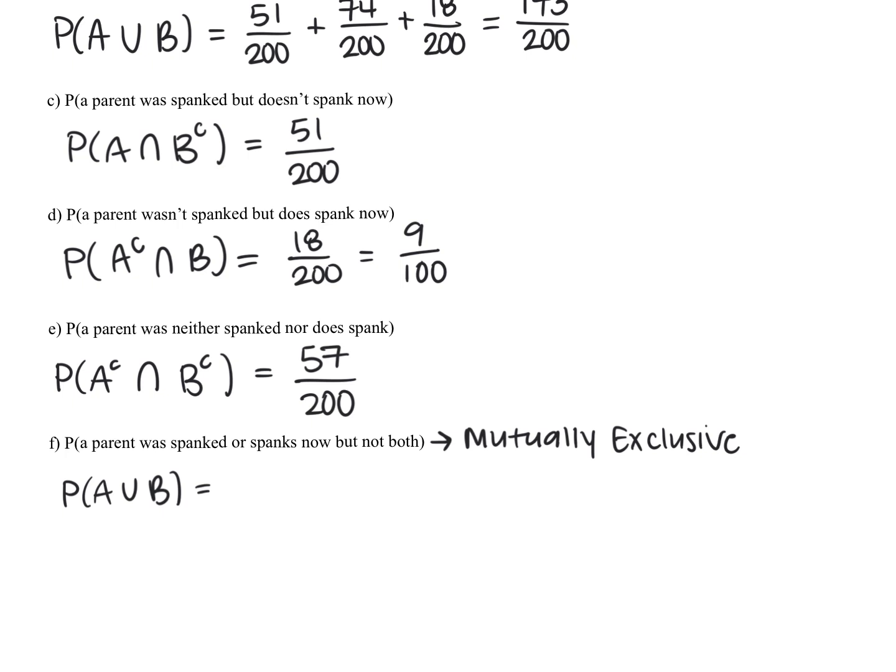But not the overlap. So we have to do 51 over 200 plus 18 over 200, which gives us 69 over 200. So even though it says A or B, it's not the same thing as what we did in B, which was literally saying I can do a parent was spanked or spanks now. I can also include both. But F is saying specifically if these two events were mutually exclusive, I want just A and just B added together. I don't want to include any of the parents that are in both categories.